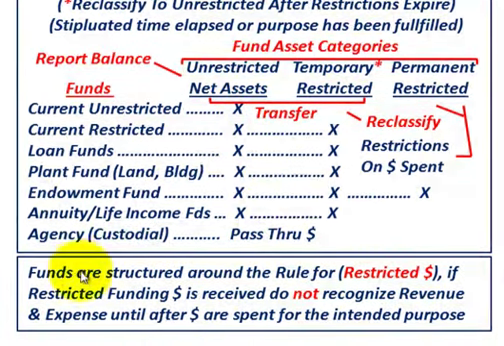And then further on, these funds that we looked at are really structured around the rule of restricted dollars or money. So if restricted funding dollars are received, you do not recognize a realized revenue or an expense until after the dollars are spent for the intended purpose. And when we talk about revenue here, we're talking about the realized revenue.